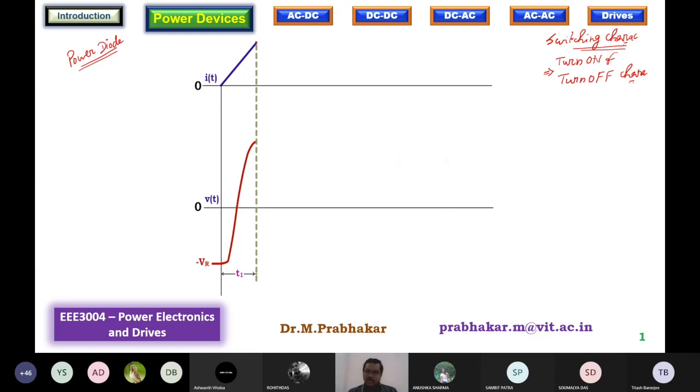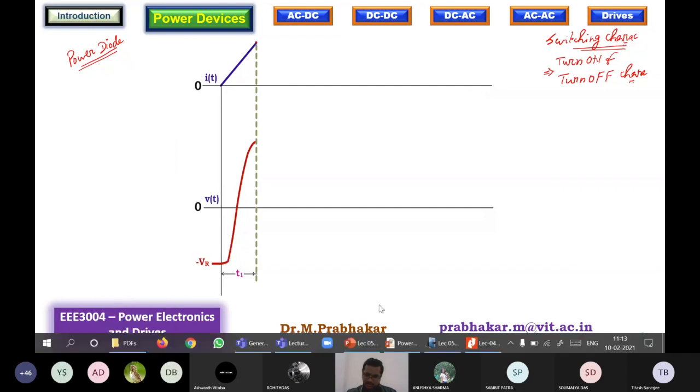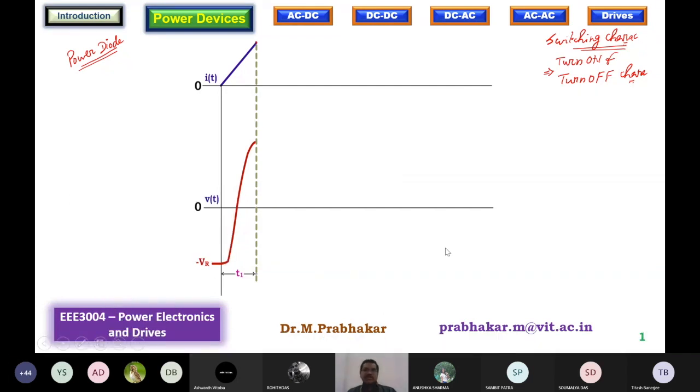Now, in a power diode, can you tell what are the 2 processes that happen during turn on? There should be some time, that's all. So these 2 time intervals contribute to the turn on time duration, the turn on time interval.